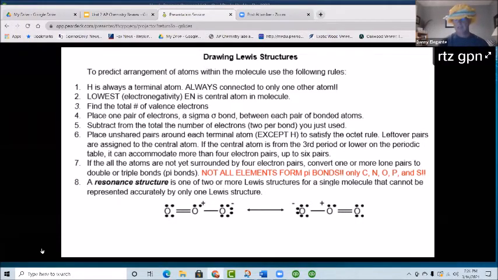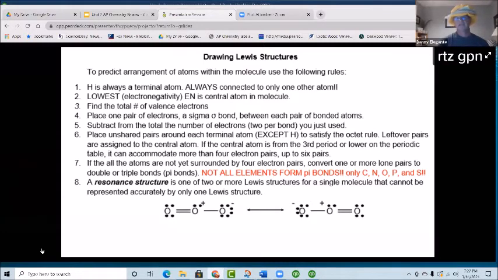Right? So key things to keep in mind. H always has to be on the end because H can only form one bond. Whoever has the lowest electronegativity goes in the middle, unless it's hydrogen; you can't put that in the middle.